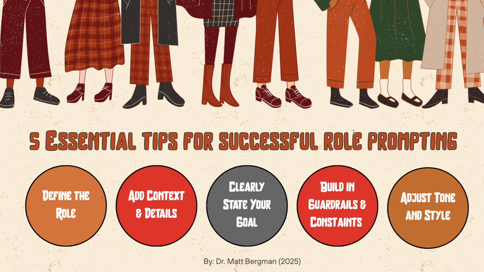So, five essential tips for successful prompting: define the role, add the context. Remember, context matters. Clearly state your goal, build in those guardrails, and adjust the tone. If you can follow these methods, you're going to be gold when it comes to getting efficient prompts and using role prompting to get the benefit of your most effective prompts yet.